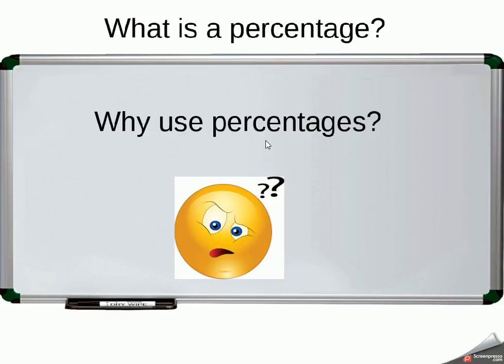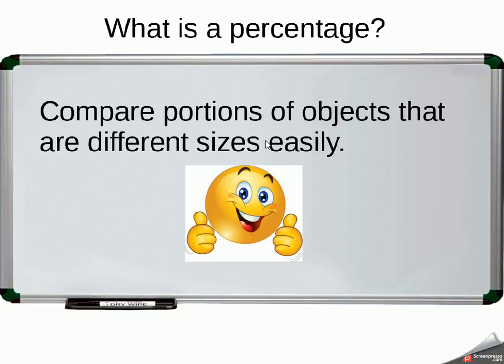What's even the point in doing this? Why not put it down as hundredths? Well, it allows us to compare how much we've got of different objects. More than that, different objects that are different sizes. So for instance, I might have 2/5 of something and 4/7 of another thing, and it's kind of difficult to compare them.